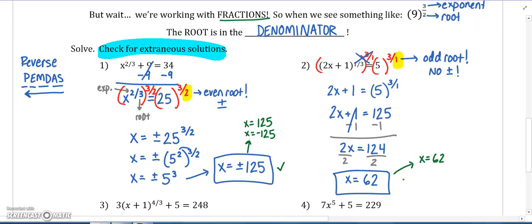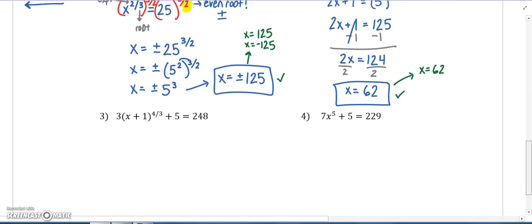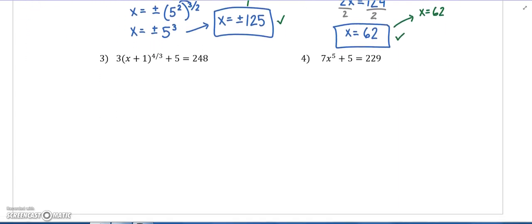Awesome. Not just if we did it right, actually. If it's not an answer, you could have done everything right and still not get it, right? But in this case, we at least know that, yes, x equals 62 is an answer, so we're good. All right, just a couple more to check out.